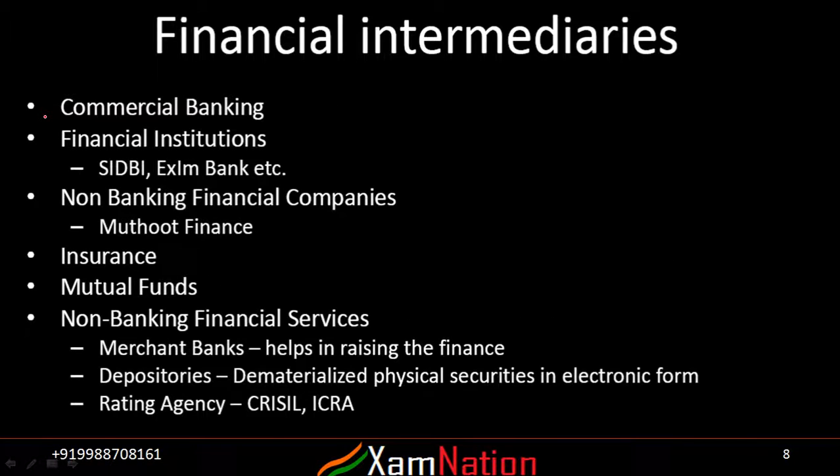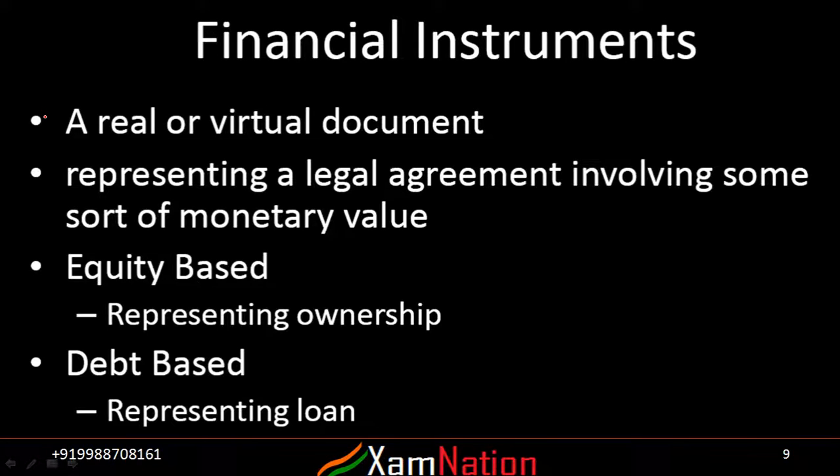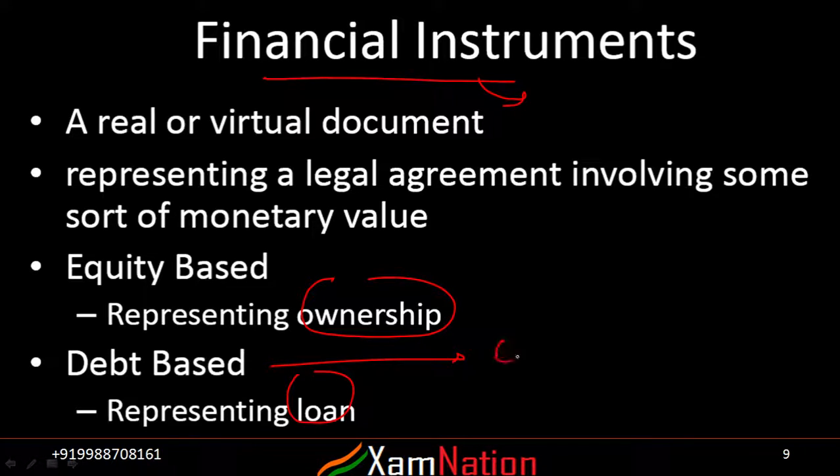These are the list of the financial intermediaries. What are the various financial intermediaries that have been listed out here. Now, financial instrument, as already told you, is nothing but a financial asset only. These are the real or virtual documents which represent either the ownership right or the loan type of thing. Basically, it represents the superior claim on whatever money has been generated by the company.